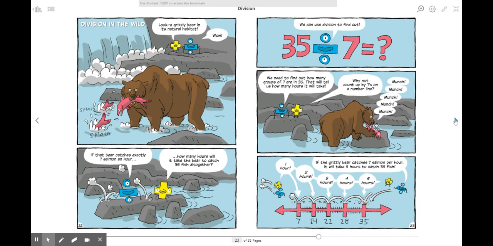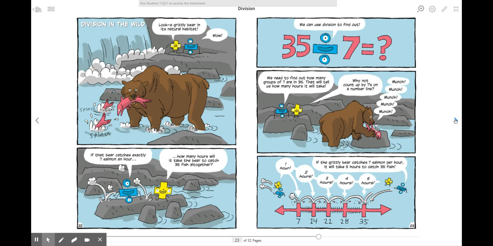Division in the wild. Look, a grizzly bear in its natural habitat. Wow, if that bear catches exactly 7 salmon an hour, how many hours will it take the bear to catch 35 fish altogether? We can use division to find out. 35 divided by 7 equals. We need to find out how many groups of 7 are in 35. That will tell us how many hours it will take.